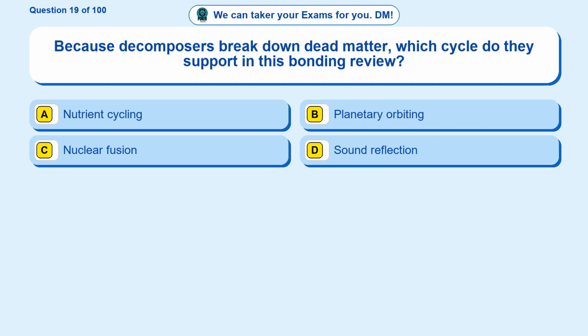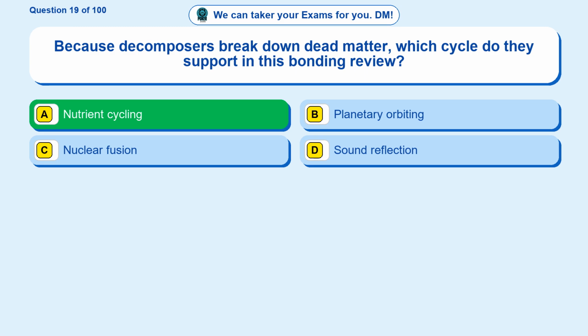Question 19. Because decomposers break down dead matter, which cycle do they support in this bonding review? Option A. Nutrient cycling. Option B. Planetary orbiting. Option C. Nuclear fusion. Option D. Sound reflection. The correct answer is option A.